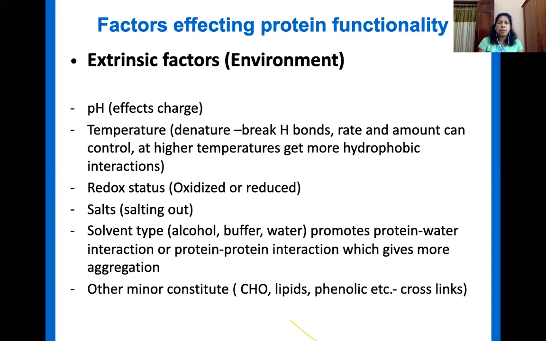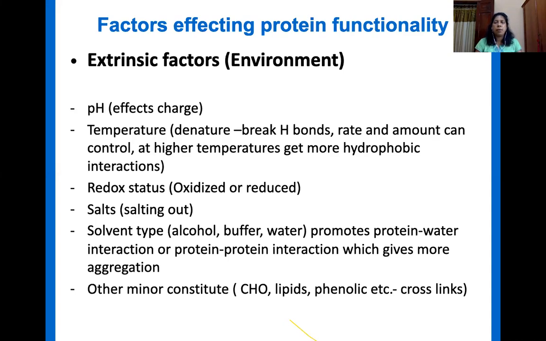Redox status, oxidized and reduced, also breaks down or changes the double bonds. And there is salting out and salting in, two things, but at this stage you have to know only that salt supports protein functionality, and you need not learn much more detail.